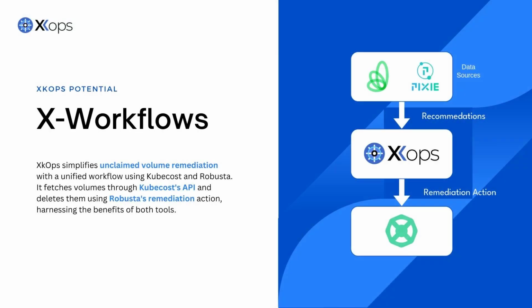XkOps comes with an out-of-the-box workflow of unclaimed volumes remediation which unifies the benefits of both kubectl and Robusta. XkOps fetches unclaimed volumes by requesting kubectl's API and then deletes these by calling Robusta remediation action, hence combining the benefits of both of these tools.